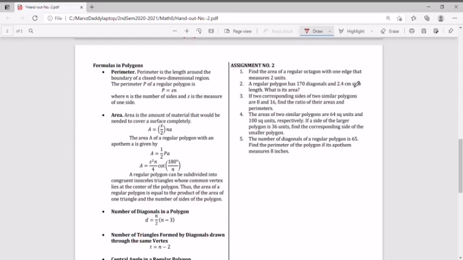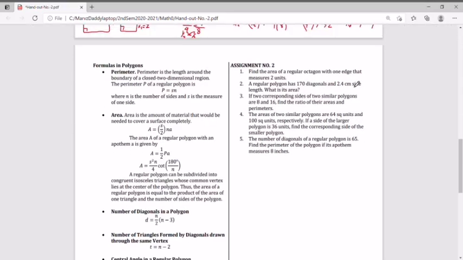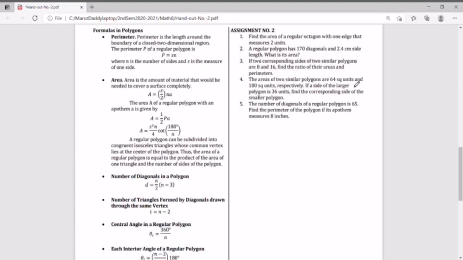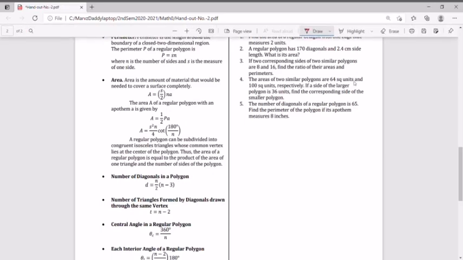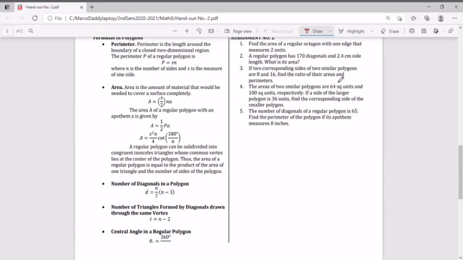Formulas in polygons. Since these are already proven mathematically, we simply have to familiarize these formulas so that in solving problems involving polygons, if we know the formula, it is simply direct substitution. If you know the formula, the problem is very easy. I will just show you a very quick discussion of the formulas that we have. Perimeter is the length around the boundary of a closed two-dimensional region.